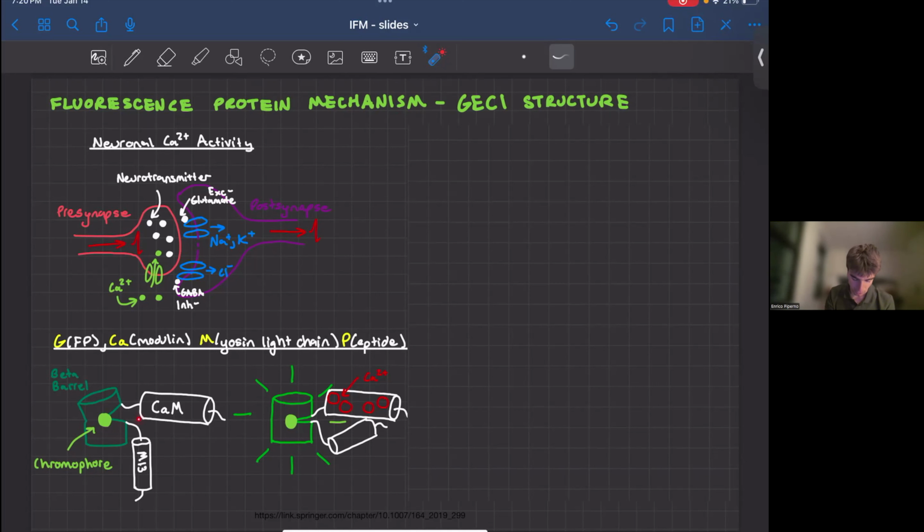As calcium binds to the calcium indicator calmodulin, it brings in the myosin light chain peptide, thus closing the beta barrel around the chromophore, allowing it to fluoresce. This is a variable transition, allowing us to measure the relative changes in calcium concentration within the cell.